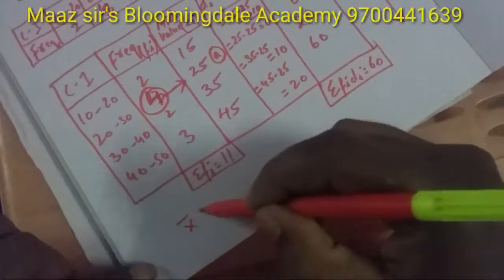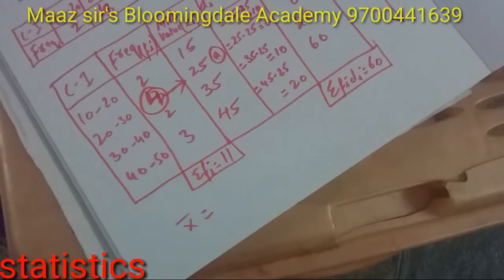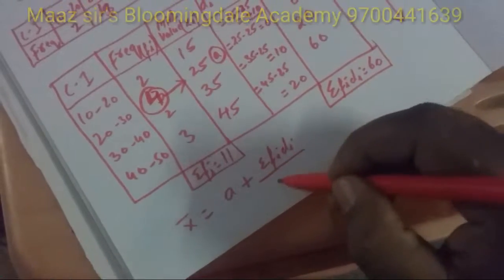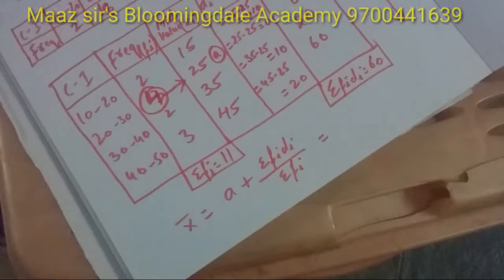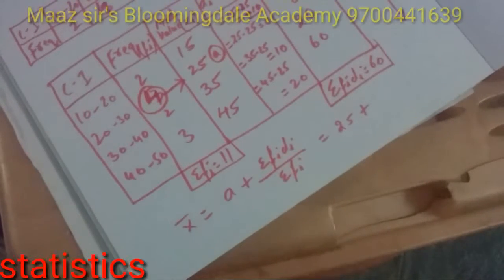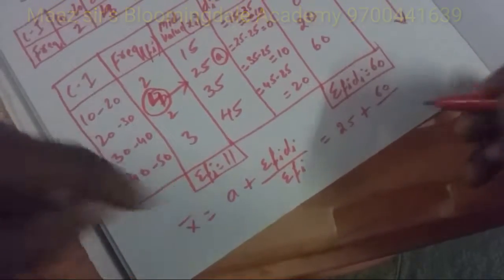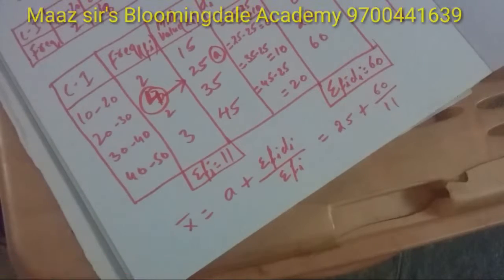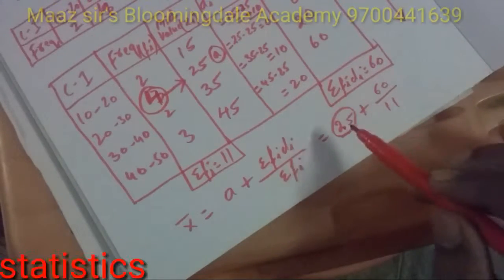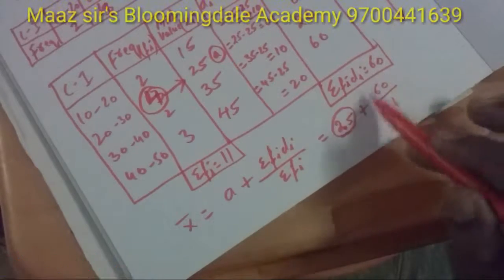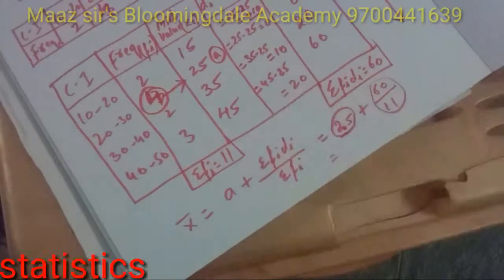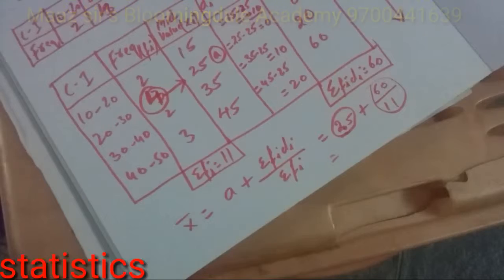So you are having a formula for this arithmetic mean, assumed mean method: A plus sigma fi di by sigma fi. So the value of A is 25 plus sigma fi di 60 by sigma fi 11. One more thing which you have to remember, don't do anything with A. Finally you have to write the value of A along with whatever value you are getting. So don't worry about this A. First of all, you have to divide this value 60 by 11, and afterwards you have to write the answer.